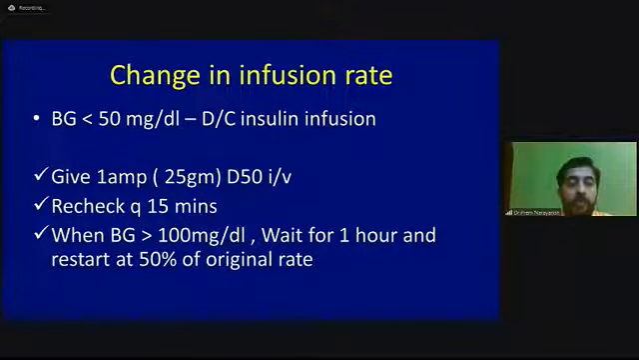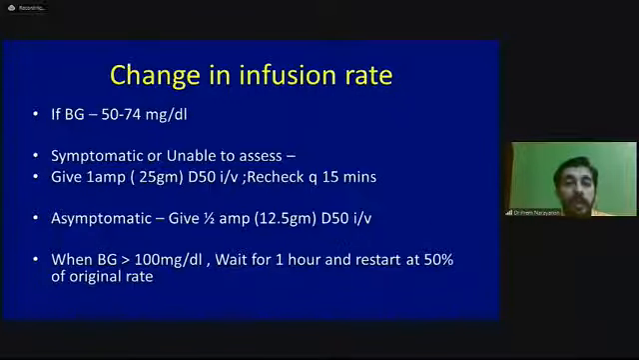So if the original rate at the time of blood glucose of less than 50 was, say, 2, when you restart, it should be at 1 unit per hour. Then again, if the blood glucose is between 50 and 74, and the patient is symptomatic, or in an ICU setting is unable to be assessed, give 1 ampule of 25 gram D50 and recheck after 15 minutes. If the patient is asymptomatic, then give half an ampule, only 12.5 grams of dextrose IV. And again, when the blood glucose is more than 100, wait for 1 hour and restart at 50% of the original rate.